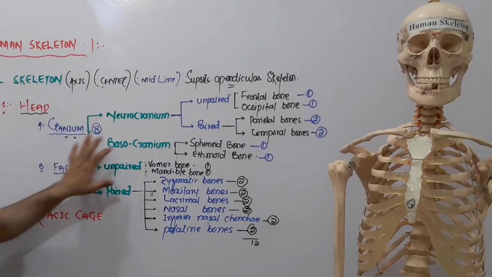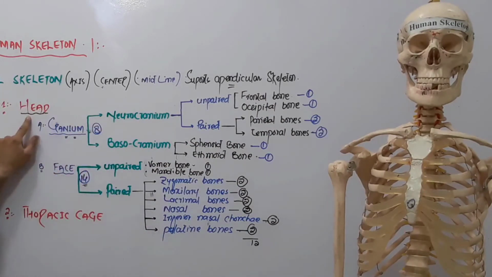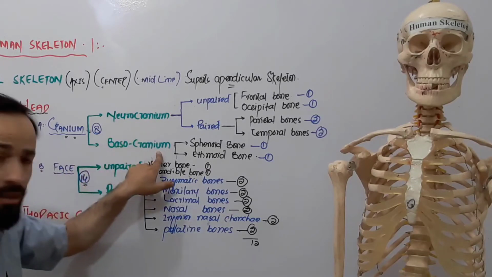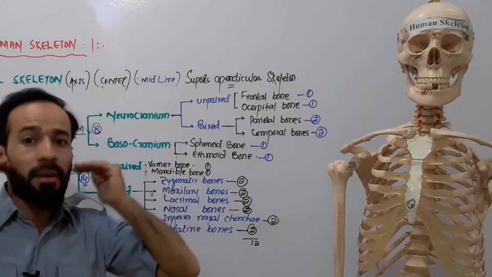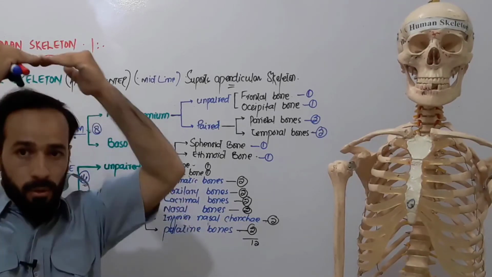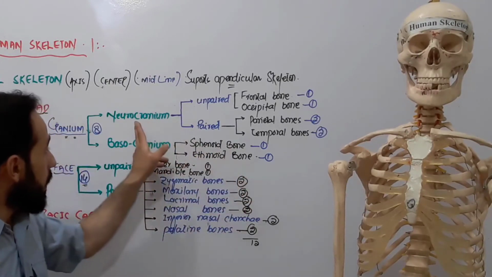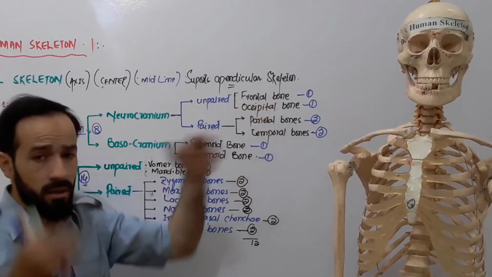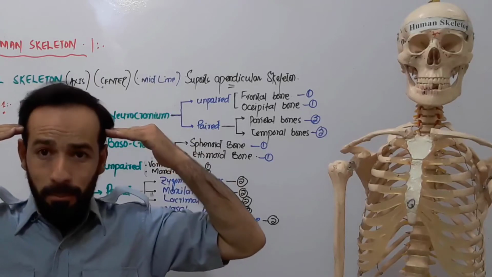Okay, then let's count the total number of bones in your head, right? As I have written here, head. So the head is divided into how many parts? Two parts, the cranium and the face. The cranium is subdivided into the neurocranium and the basicranium. As I told you before, the neurocranium is the upper part and the basicranium lies below the brain. Below the brain there are two bones, sphenoid bone and ethmoid bone. Above the brain there are two groups of bones, unpaired bones and paired bones. Unpaired bones are frontal bone and occipital bone. Paired bones are two parietal and two temporal bones, right?